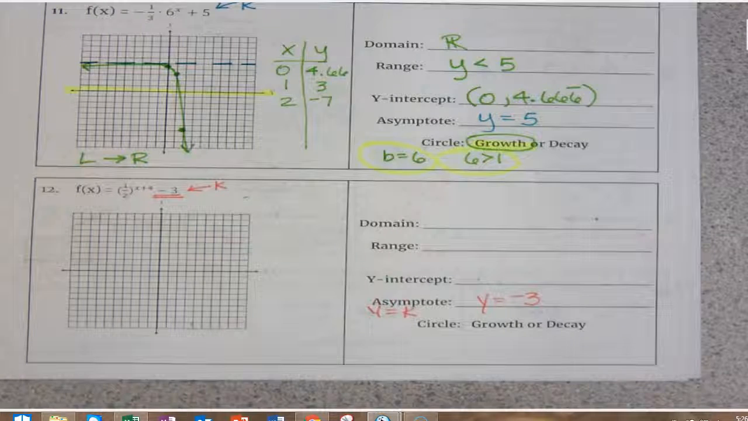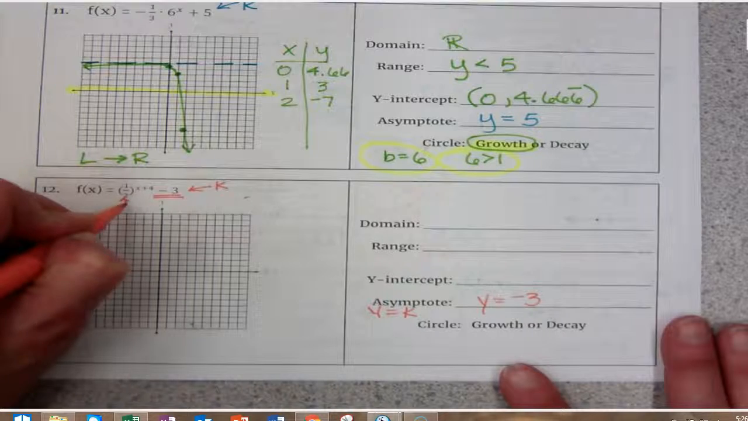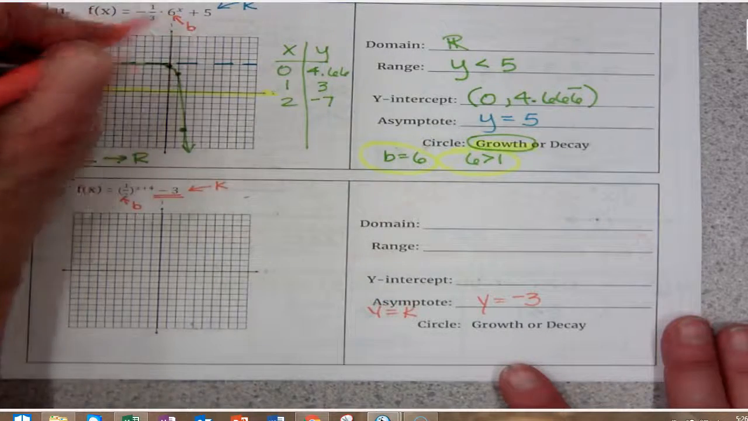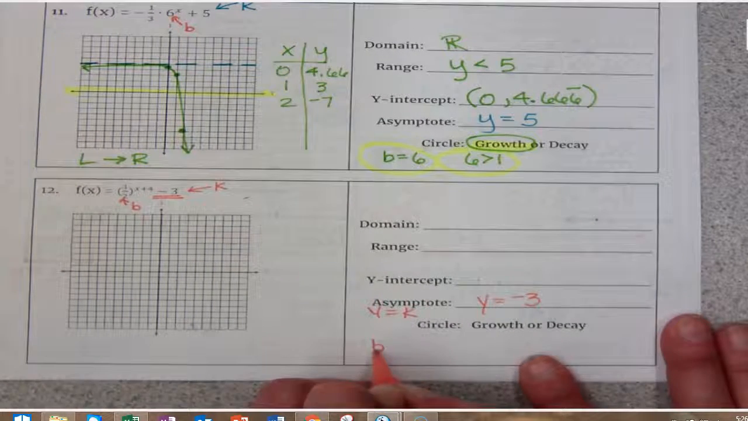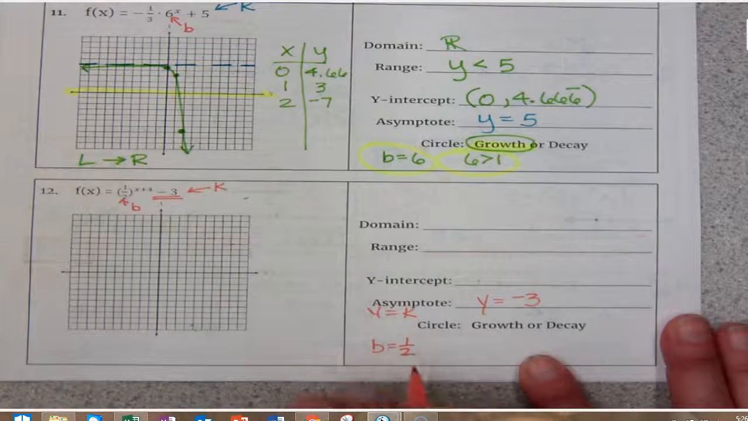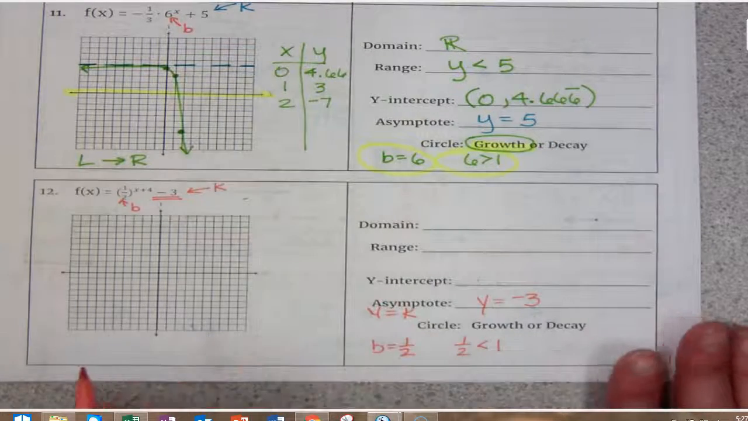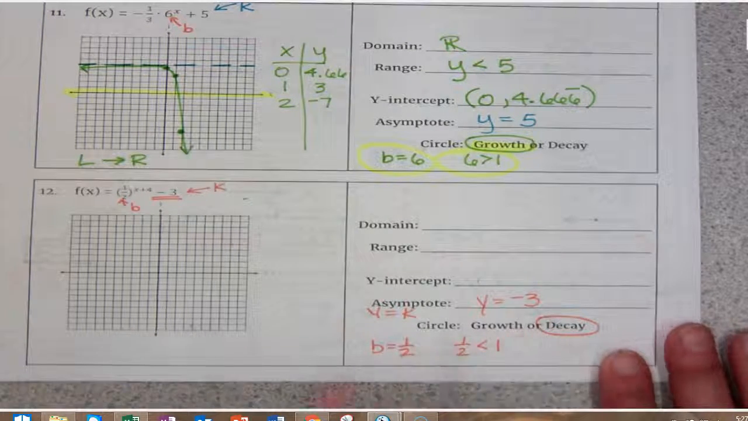Now, you can also look at your b value. This is your b value. B is 1/2. 1/2 is smaller than 1, so is this going to be a growth or a decay? It's going to be a decay.